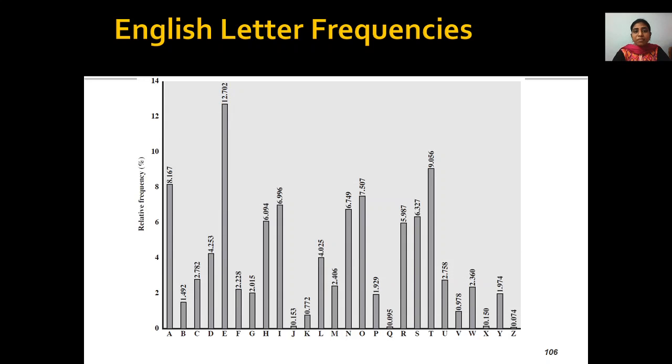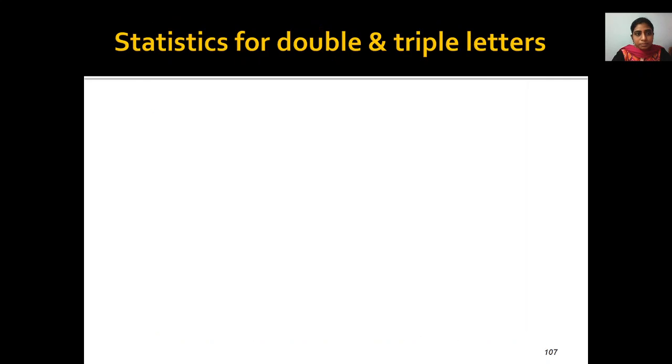So let us see the frequencies of the letters. For A, the frequency is equal to 8.167, and so on till Z. These are the frequencies of the letters that are mostly used by all of us.